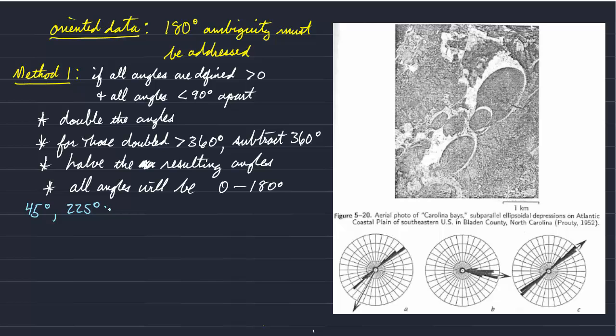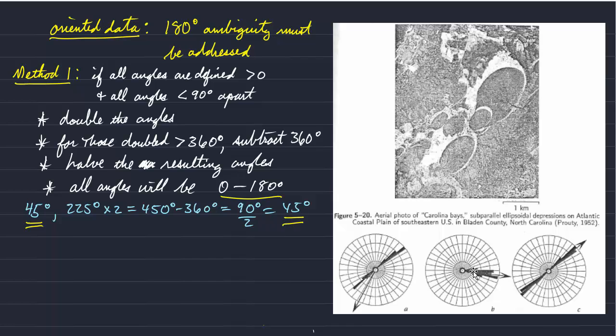So this method recommends that you double all the angles, and if you double the 225 degree angle, you get 450, and then from that you would subtract 360, and that gives 90 degrees, and then you halve it, and you get 45 degrees. And so that converts all the angles that are greater than 180 degrees to values within 0 and 180 degrees.